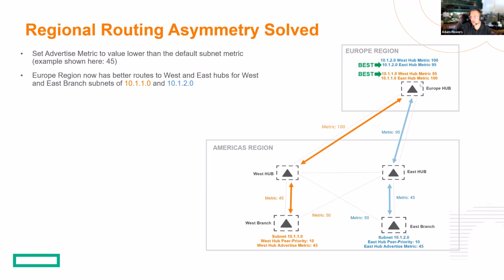So now the Europe hub has a decision. It says, all right, I need to go back to 10.1.2.0 on the East hub. It does a route table lookup, and it finds that for 10.1.2.0 via the East hub, the metric is 95, which is better than what you have from the West hub of 100. And so in both cases, the blue and the orange, the European hub now knows how to route back into the Americas region on the appropriate hub for a given branch.